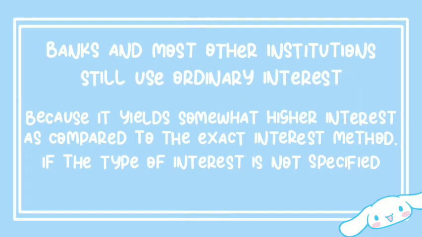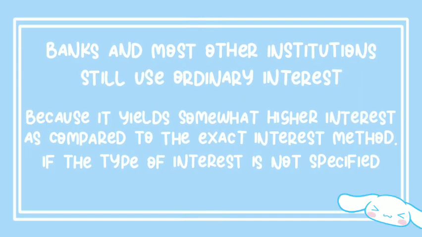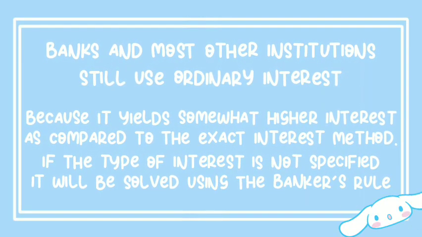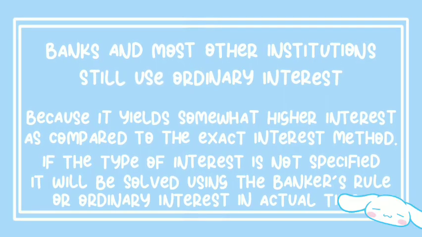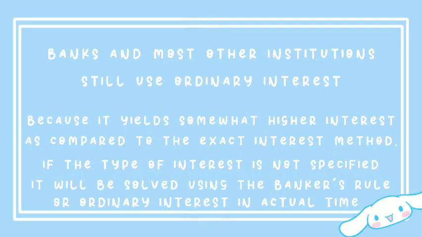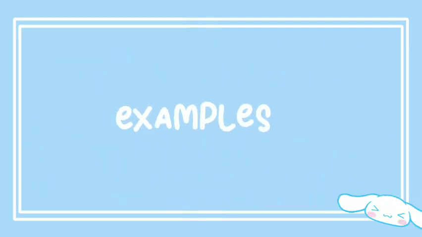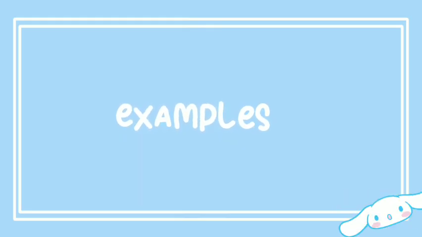If the type of interest is not specified in any problem, the problem will be solved using the Banker's rule, or ordinary interest in actual time. Now that we know the differences, I'm going to give examples. Example number 1.